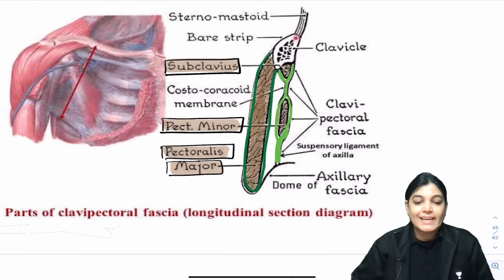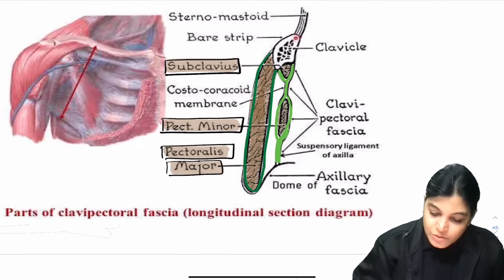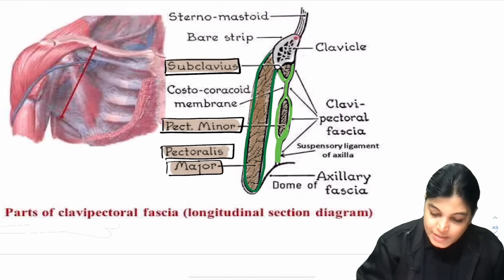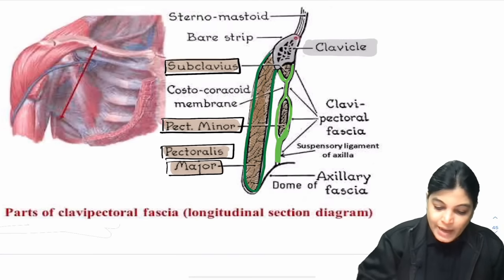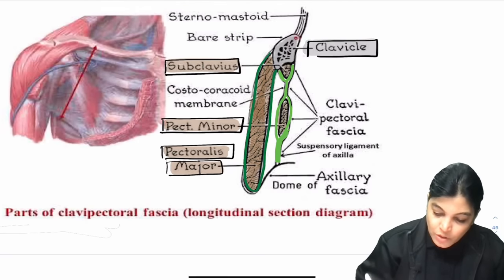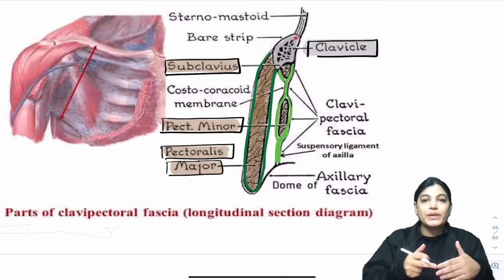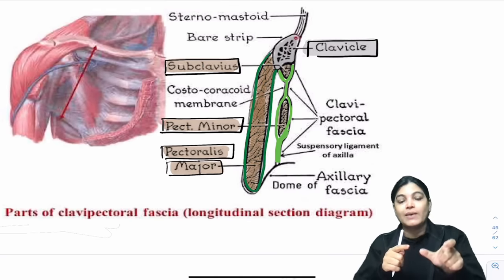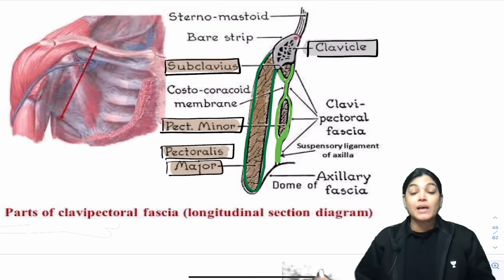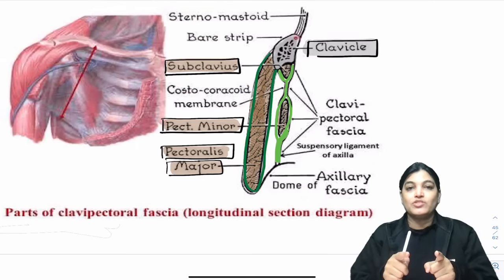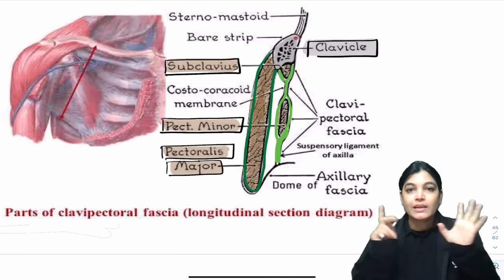Clavipectoral fascia is vertically extending from the clavicle. This bone which you are seeing here is the clavicle. I am using gray color to make you understand the clavicle. Here the clavicle is cut longitudinally. Just below the clavicle bone, the clavipectoral fascia extends below, and it is enclosing a small muscle lying below the clavicle. We have just studied that the subclavius muscle is lying below the clavicle. So the clavipectoral fascia is enclosing the subclavius muscle, which is clear in this diagram.